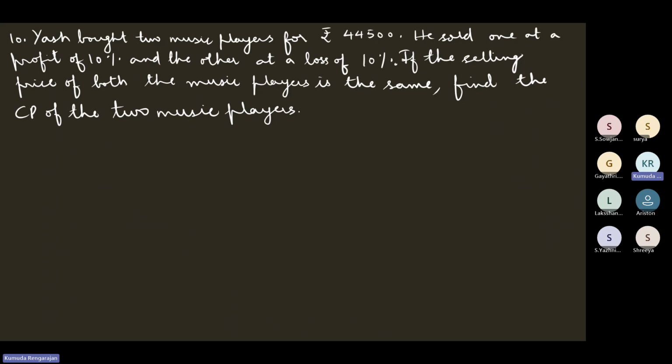But here it is given he bought 2 music players together for 44,500. 44,500 is the cost price of both the music players, and you cannot divide it by 2, assuming that both of them are identical music players. Again, they can be of different variants, different models, right? So you cannot assume that. So you say let the CP of one music player be. I hope you got the difference, children.